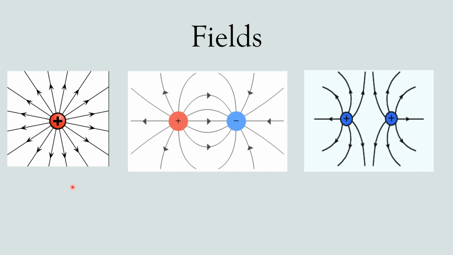If it's a positive point charge, the arrows go outwards. If it's negative, it goes inwards. If there's a positive and negative, it goes from the positive to the negative. And if it's a positive and positive, meaning like charges, they repel each other and it'll go outwards. If it's negative, it'll go inwards. But these lines never touch each other.